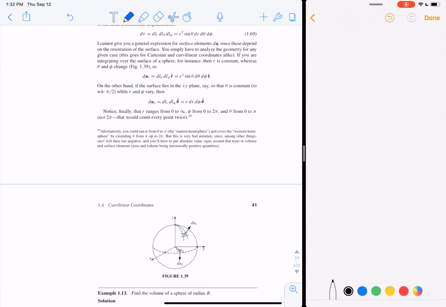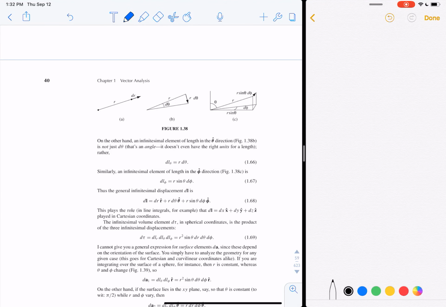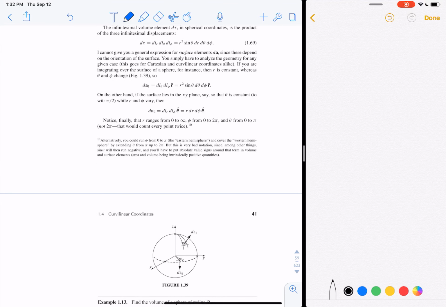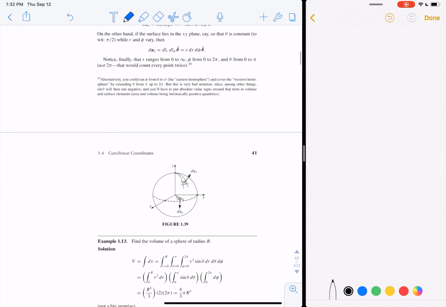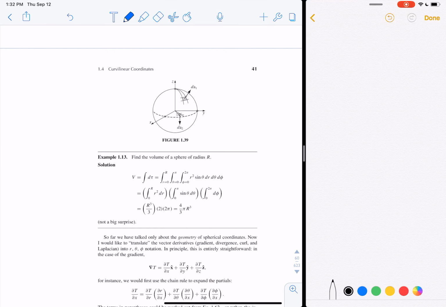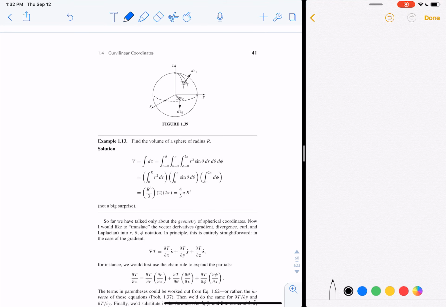And then there's your area. Same thing. It's just dl phi dl theta in the r hat direction, because that's your surface element basically. And there you go. There's an example of a couple patches of your area.